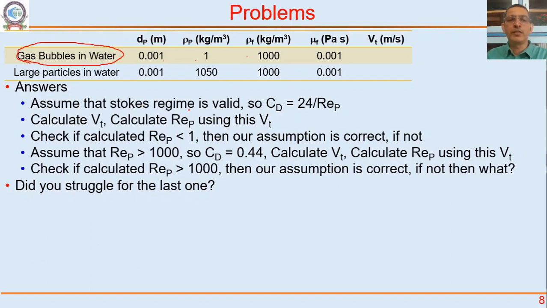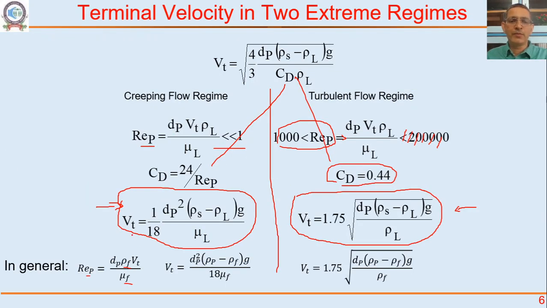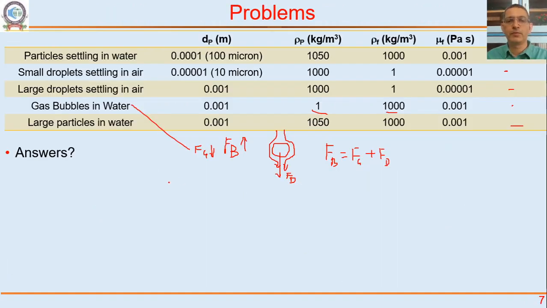Assume first of all that the Stokes regime is valid. So CD is 24 by RE. This is our assumption. If that is the case, then we can calculate the terminal velocity from this expression. Now if you calculate this, you can calculate the Reynolds number. Now rho f and mu f are of the fluid, it is not the bubble. The bubble is rising. The drag that is caused is by the flow of liquid around it. So it is now rho and mu of the liquid that is causing the drag force.